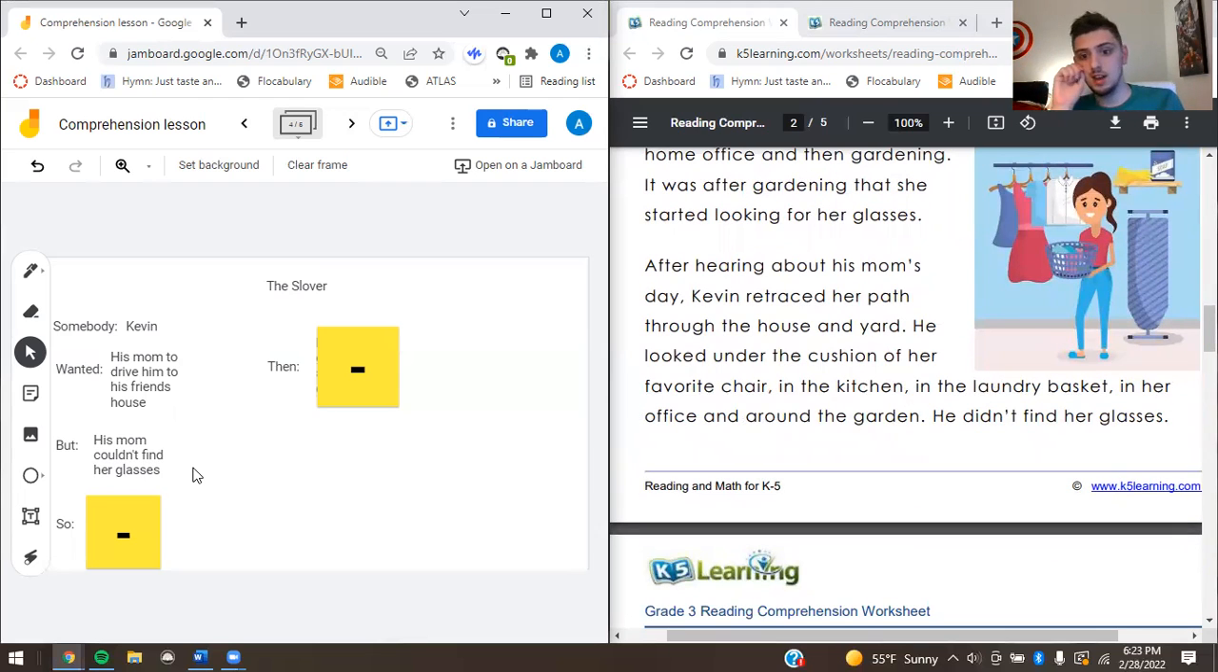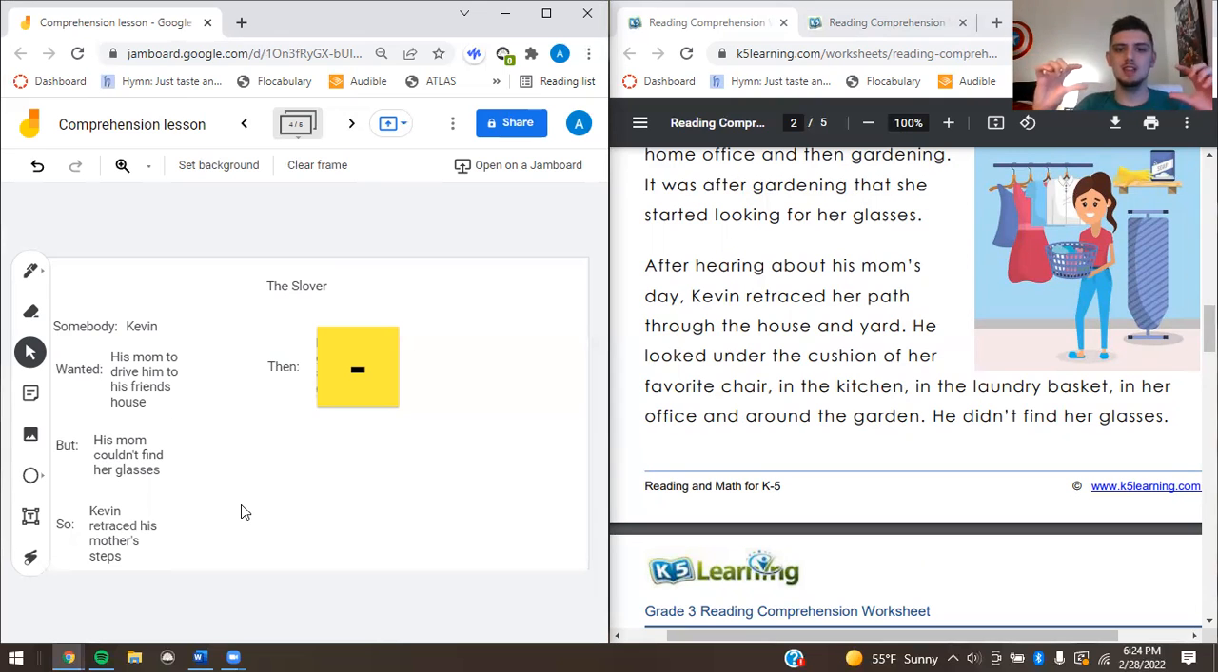So we kind of see Kevin's response to his mom not being able to find her glasses. He's asking all these questions and he's retracing her steps. So I put Kevin retraced his mother's steps. There could be other things you could put here. You could put he looked around the house for it, or he asked his mom questions.